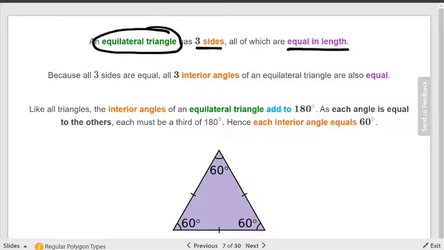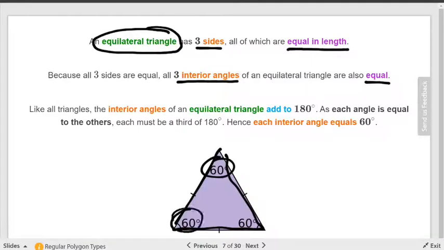And because all three sides are equal, the three interior angles are also equal. What does interior mean? Inside. On the inside, the interior angles are also equal. So equilateral triangles are regular polygons. Therefore, the sides are all equal and the interior angles are all equal. Couldn't the exterior angles also be equal?